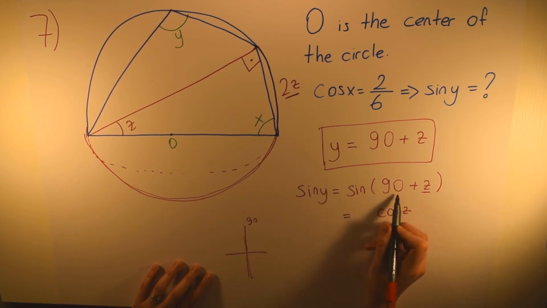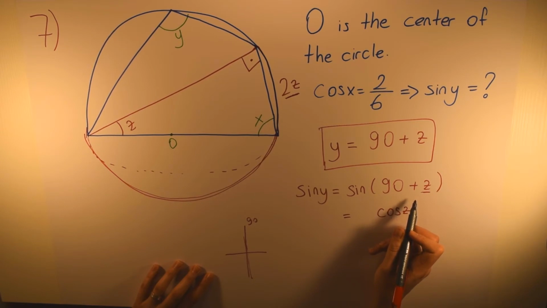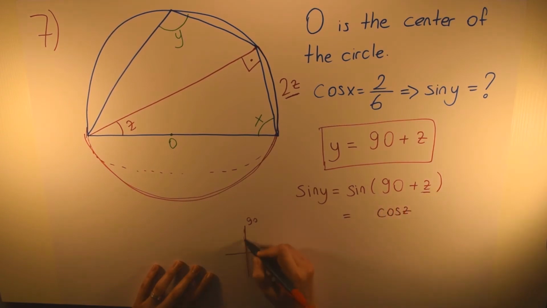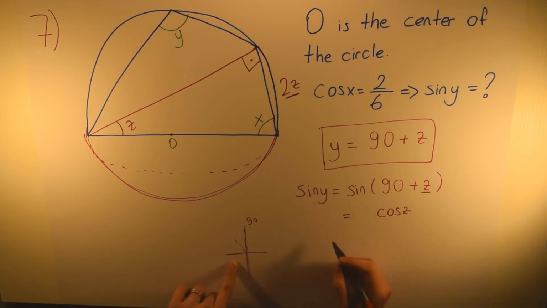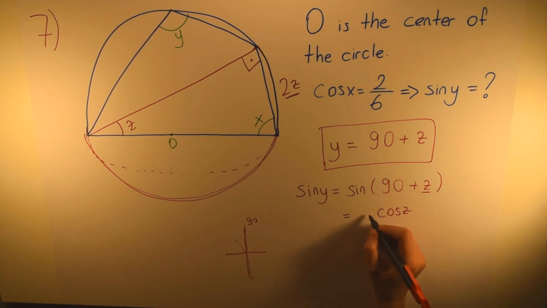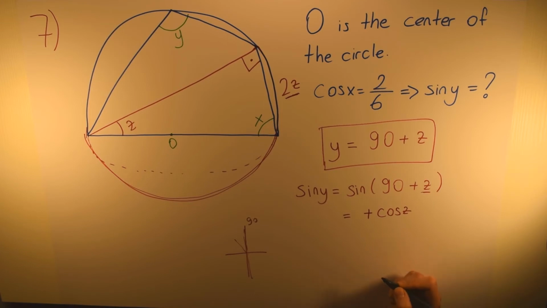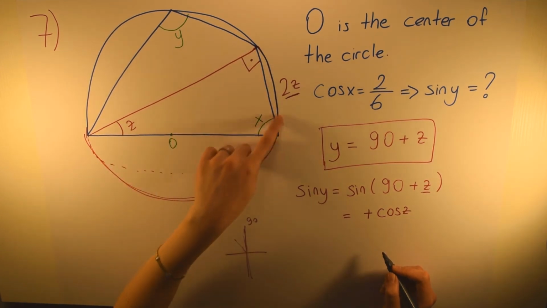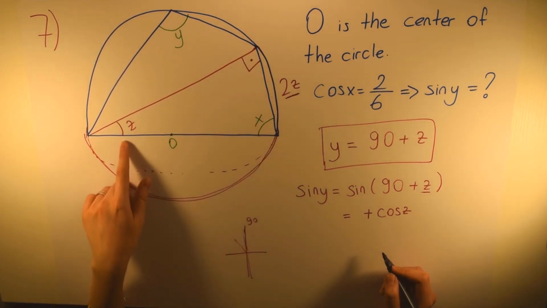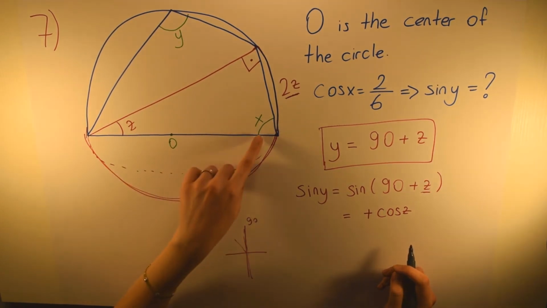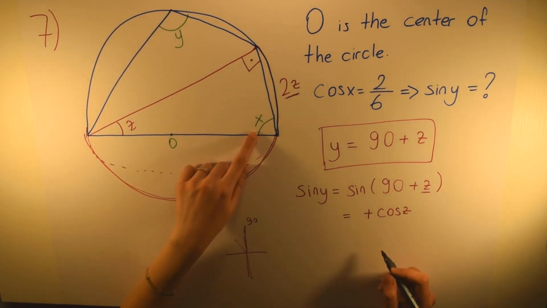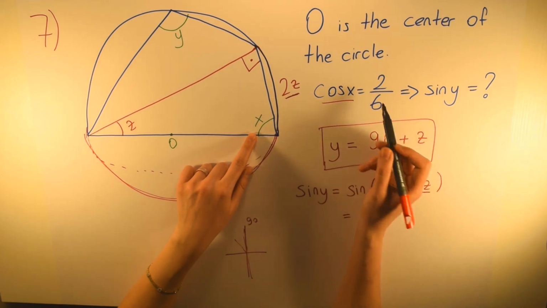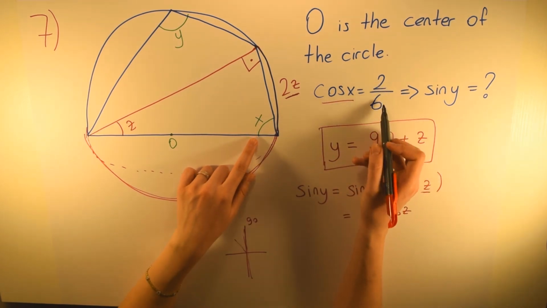So it's sine of 90 plus z. It will be somewhere here, and here it will be 90 plus z, so its sign will be plus. Okay, so it will be cosine z. So as you look at this right triangle, here are z, x and 90 degrees. Here we know the value of cosine x. So cosine x is equal to 2 over 6.